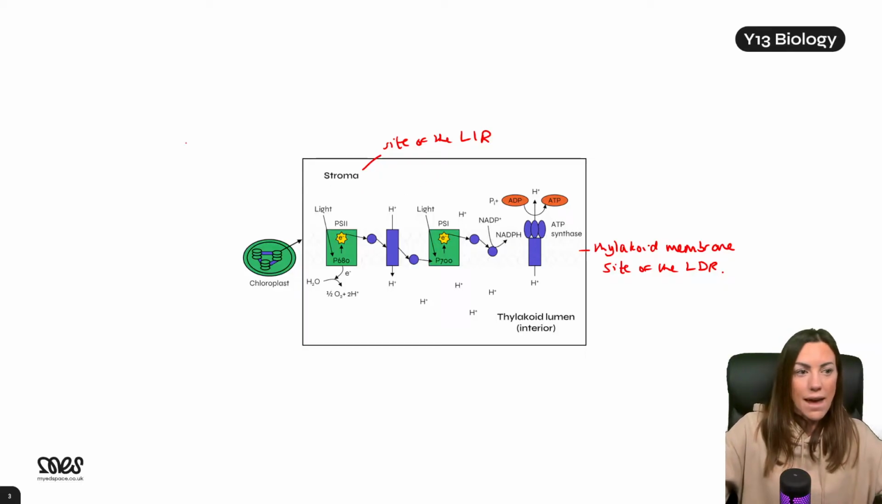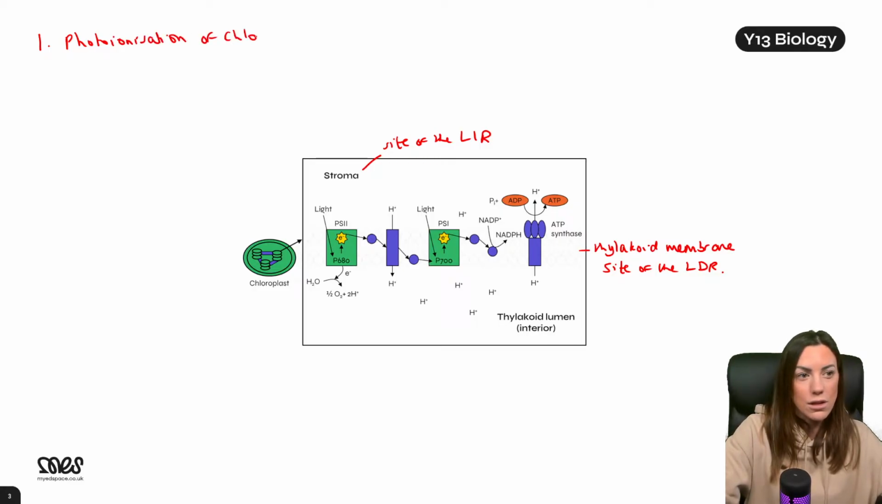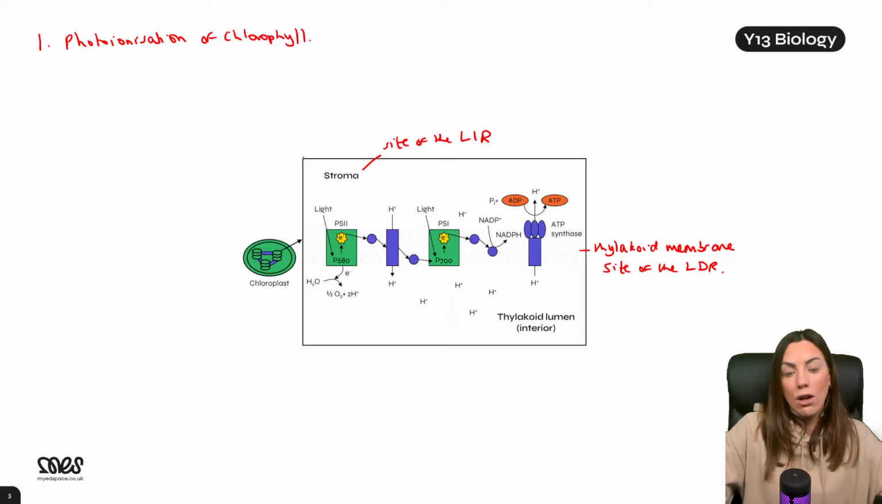So there are four main stages, or at least we split it into four stages to help us learn the processes of the light-dependent reaction. The first stage is the photo-ionization of chlorophyll. Now remember, chlorophyll, and chlorophyll A specifically, is in the primary reaction centre of the photosystems.